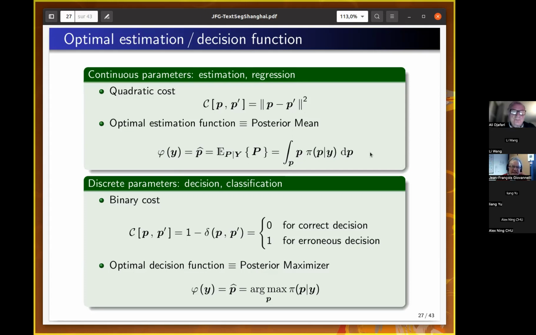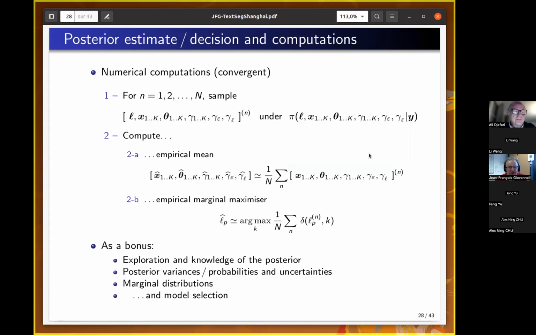But another argument is a practical one: we have a Gibbs algorithm, and based on the output of the Gibbs algorithm, we are able to compute the empirical mean and then the posterior mean. It could be rather difficult to compute in that case.